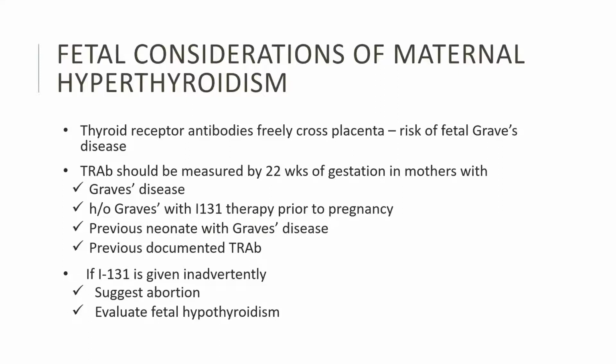If there is a history of Graves' with iodine 131 therapy prior to pregnancy, although the patient has had radioactive iodine ablation therapy in the past and now is under remission, is euthyroid, and does not require treatment, there is still a possibility of antibody because the gland is there. So you should check TRAB antibodies by 22 weeks of gestation in such cases. Also if there was a previous neonate who was born with Graves' disease, and there was a previous documented TRAB antibody. So you see, TRABs are so important to assess.